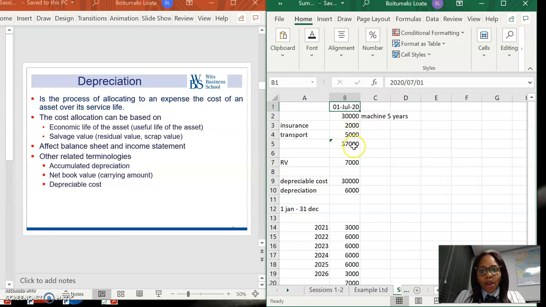In that instance, even though my depreciation per year, if I divide it by the 5 years, would be $6,000, I need to reflect only the usage for that year. And in this instance, for that specific year, because I purchased it in July, my usage would only be the $3,000 in 2020.